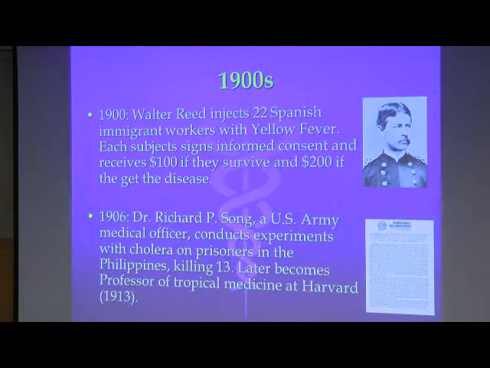In 1906, Richard Strong, who's a U.S. Army medical officer, conducts experiments with cholera on prisoners in the Philippines, which was right after the Spanish-American War. He infects many of them, and 13 of them die. And again, he later goes on to become a professor of tropical medicine at Harvard, and is really one of the founding fathers of tropical medicine.